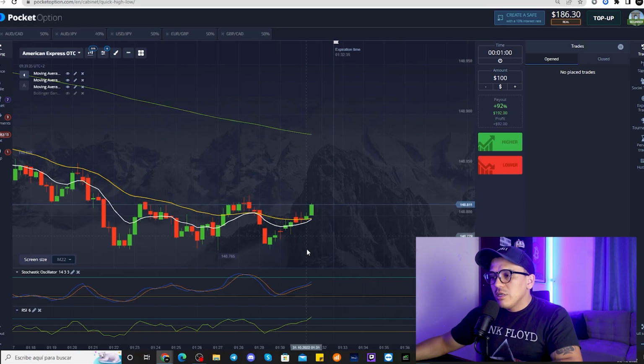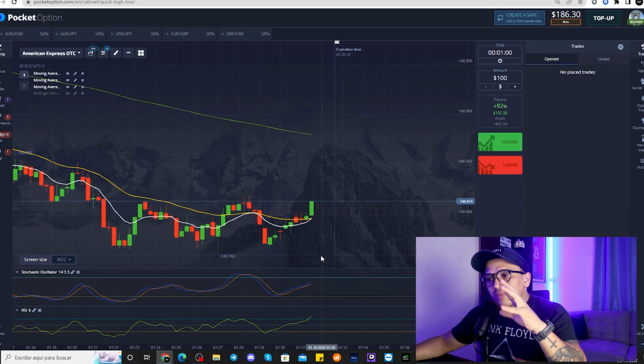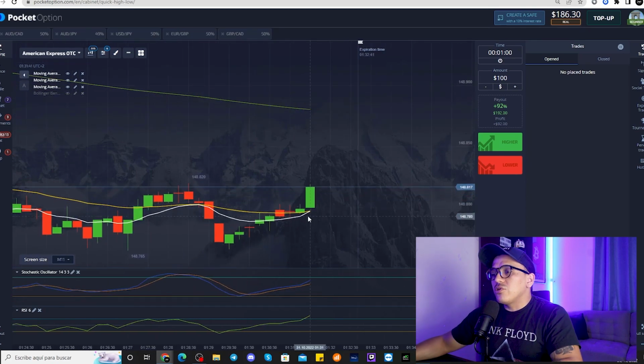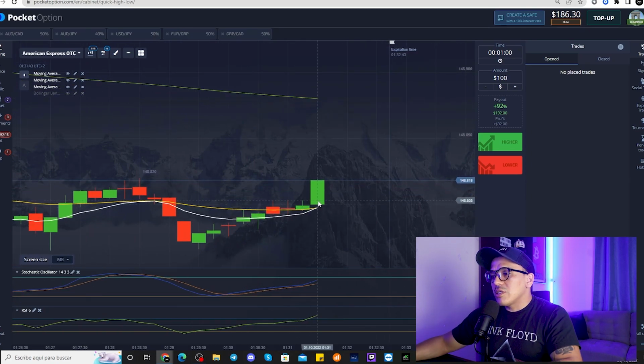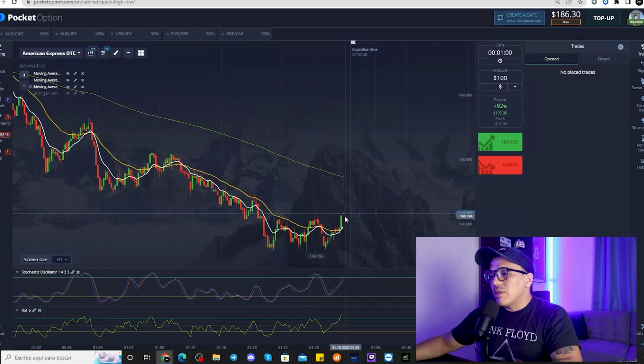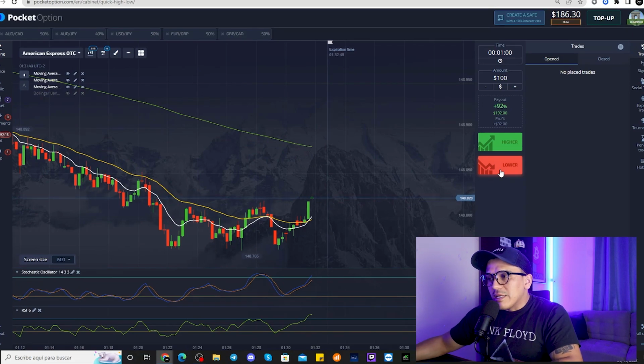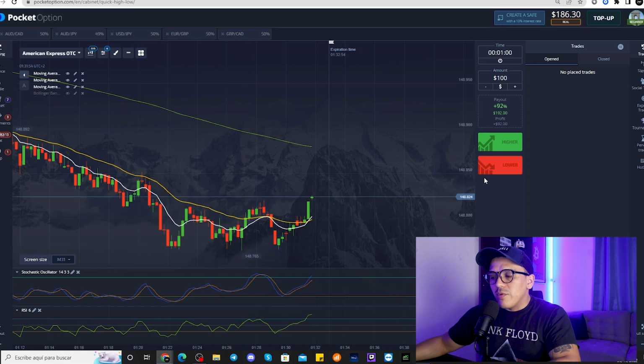If you're watching the stochastic oscillator, consider it may be going down, start going down, but we are waiting for the yellow and white moving averages to cross and start going down too, and at that moment we are going to take a put for 1 minute. That's it. The strategy is simple, the strategy is effective and profitable. Profitable trades to generate profits.